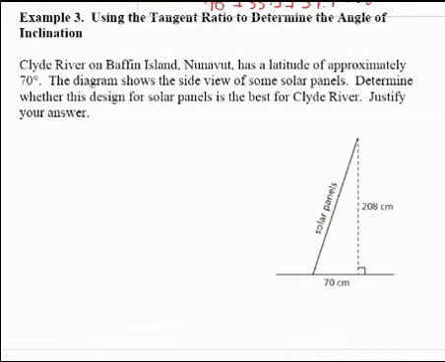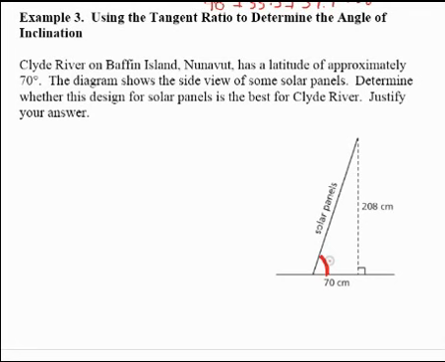Using the tangent ratio to determine the angle of inclination. Clyde River on Baffin Island, Nunavut, has a latitude of approximately 70 degrees. The diagram shows the side view of some solar panels. Determine whether this design for solar panels is the best for Clyde River. Justify your answer. So angle of inclination means the angle going up. So this is the angle we're talking about.